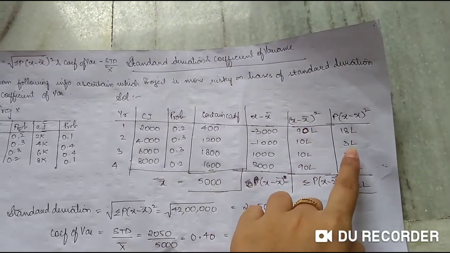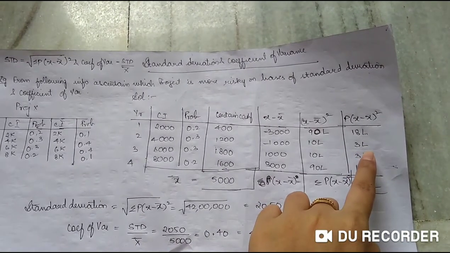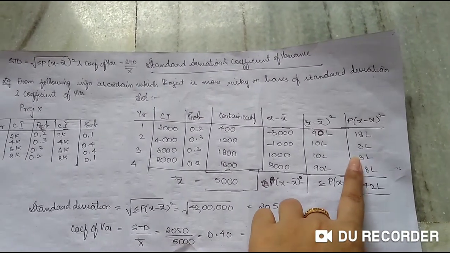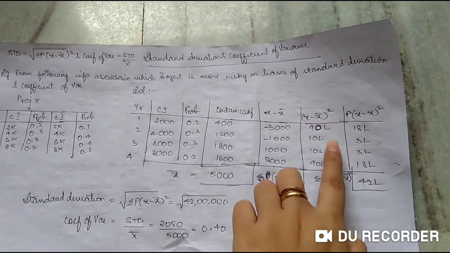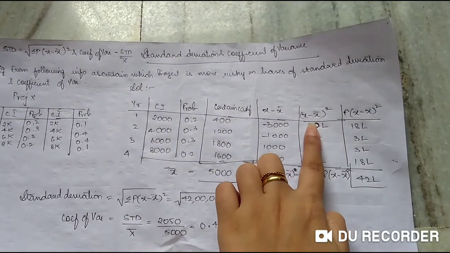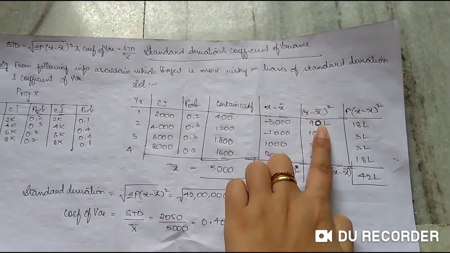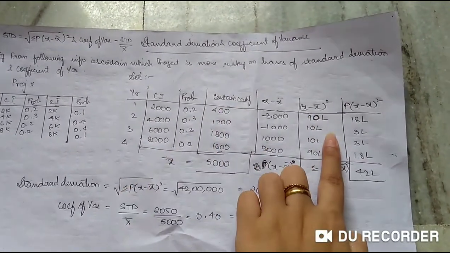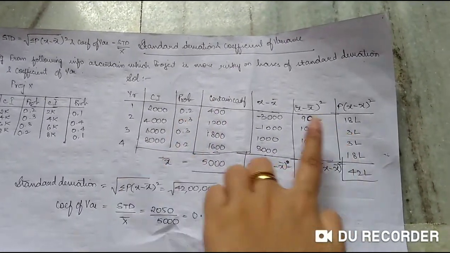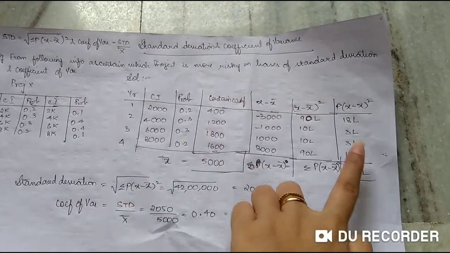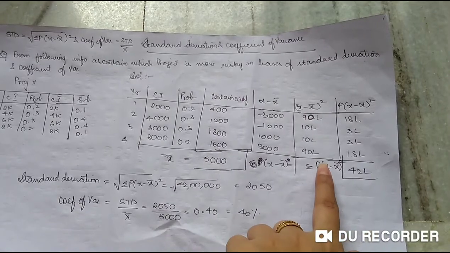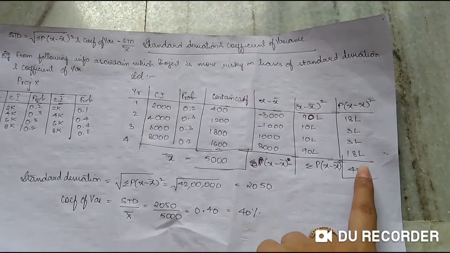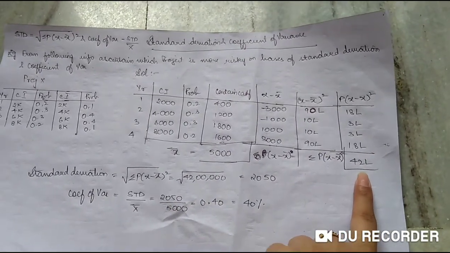What is the next step that you required in calculation of standard deviation? We require P into X minus X bar square sum, that is adding all the values. So how do you get that? By multiplying the X minus X bar square into the probabilities. So 90 lakhs into 0.2 is 18 lakhs. 10 lakhs into 0.3 is 3 lakhs. 10 lakhs into 0.3 again is 3 lakhs. Similarly, 90 lakhs into 0.2 is 18 lakh rupees. So your sum adds up to 42 lakhs.